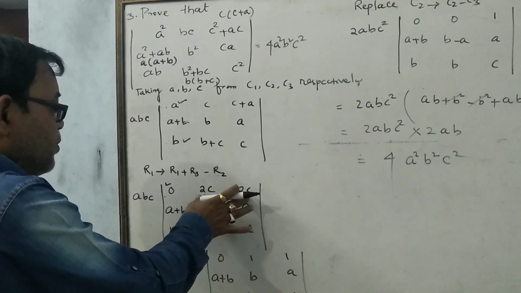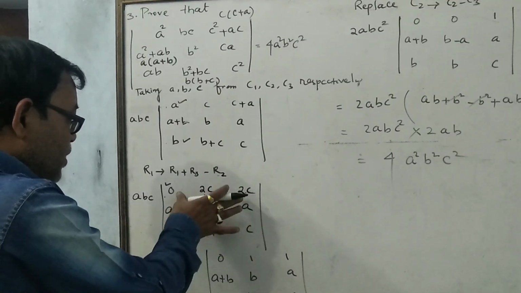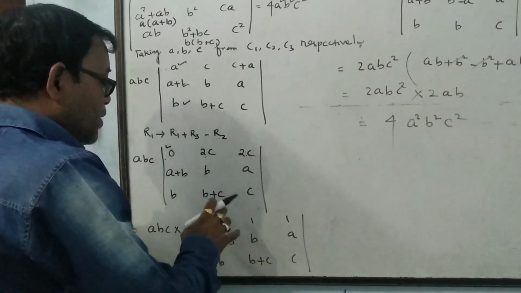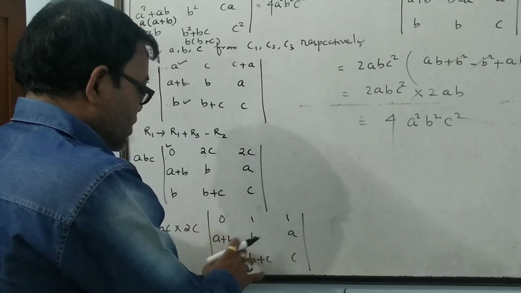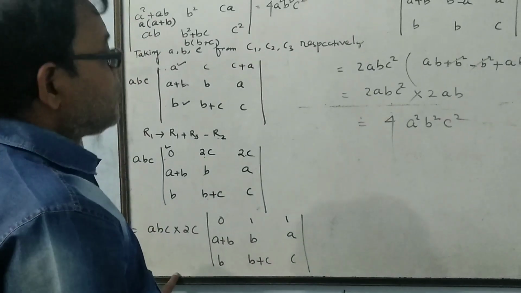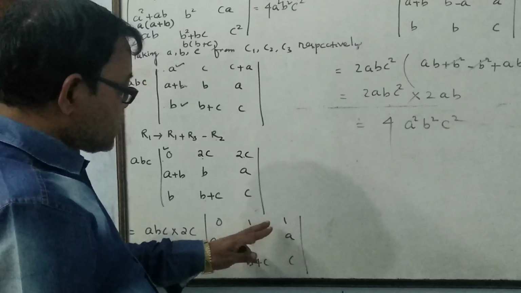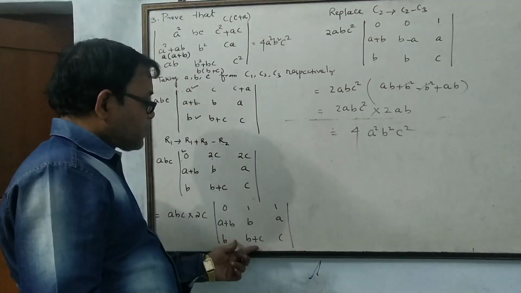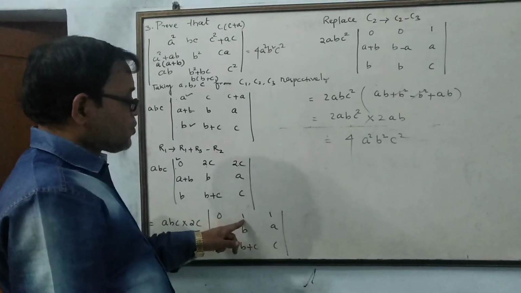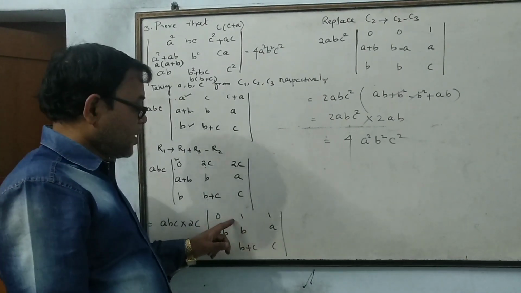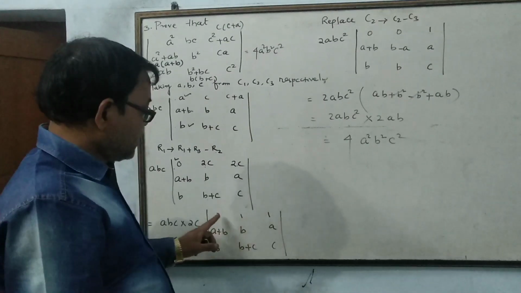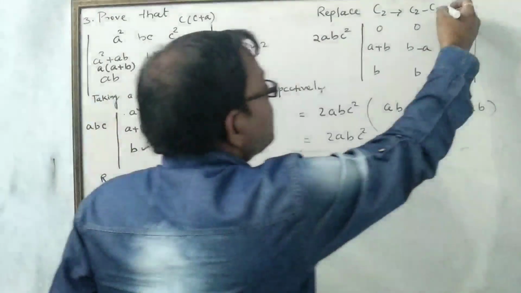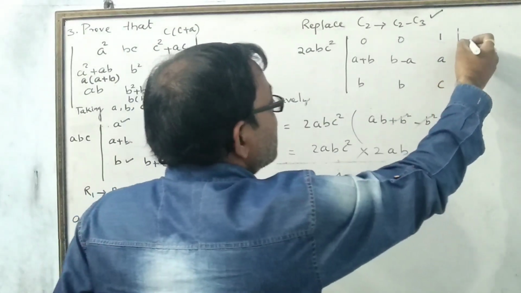Now you take 2c common from row 1. If you take 2c common, then this will be reduced to 0, 1, 1, and this one. Now we have to get two zeros for simplifying the determinant. Now it is easier to find two zeros here, because 1 minus 1 will be 0, and here another 0 is present already. So we have replaced C2 as C2 minus C3. Then this one becomes this one.